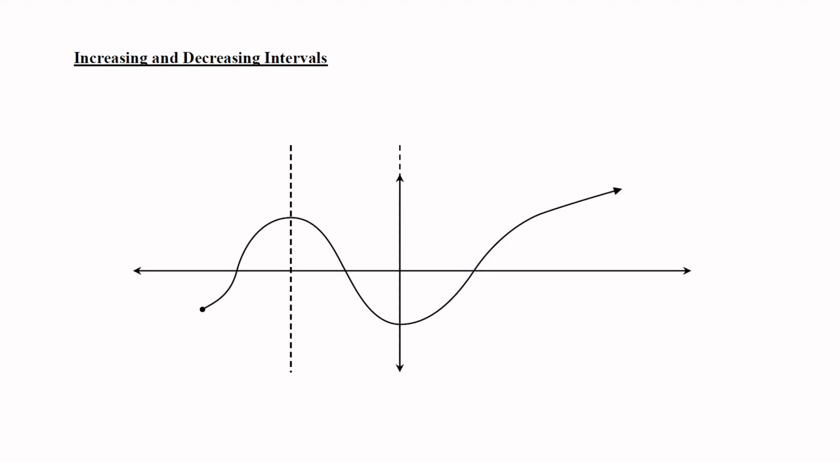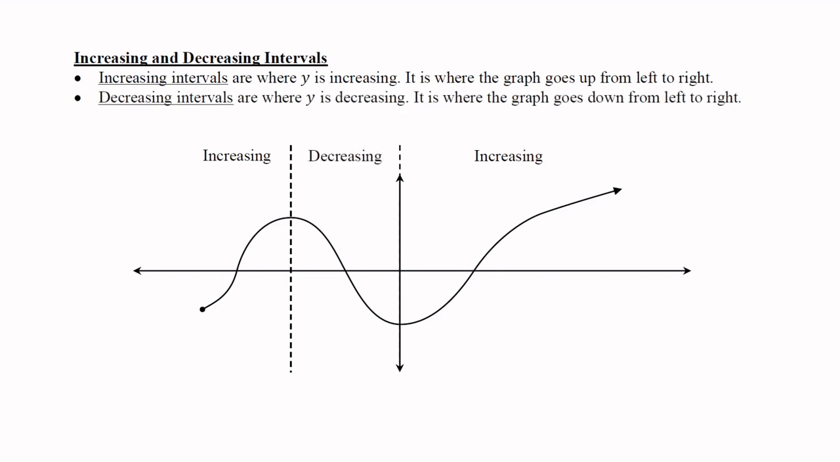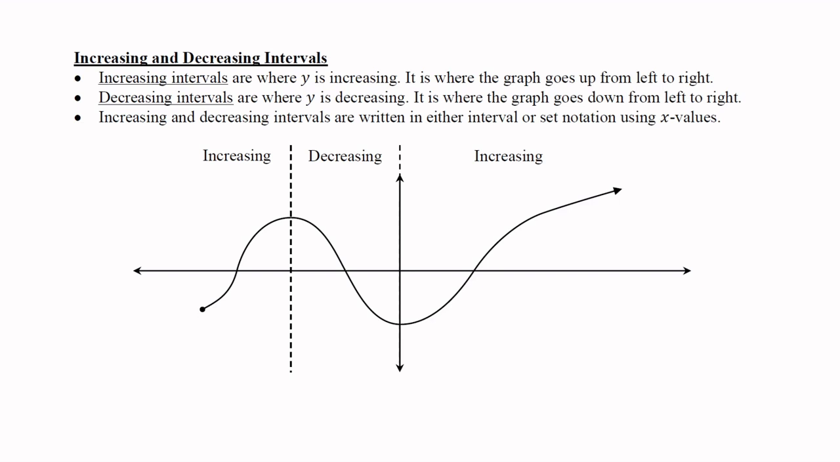Now let's talk about increasing and decreasing intervals. Increasing intervals are where y is increasing. It is where the graph goes up from left to right. On this graph we have 2 increasing intervals where the graph from left to right is going up. Decreasing intervals are where y is decreasing. It is where the graph goes down from left to right. We have 1 decreasing interval between our 2 increasing intervals. Increasing and decreasing intervals are written in either interval or set notation using x values.